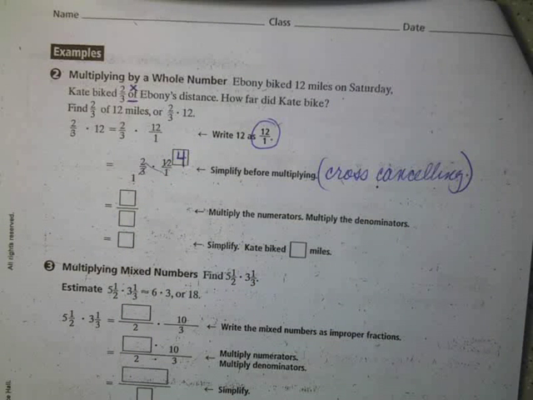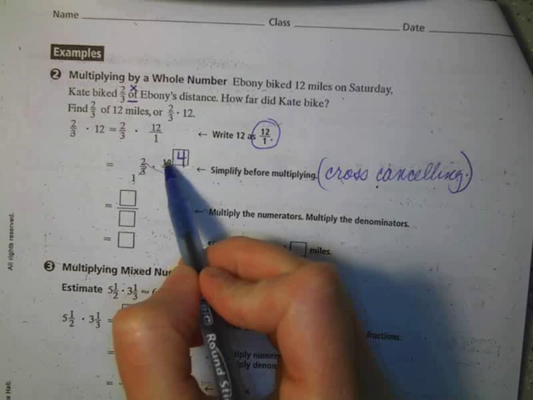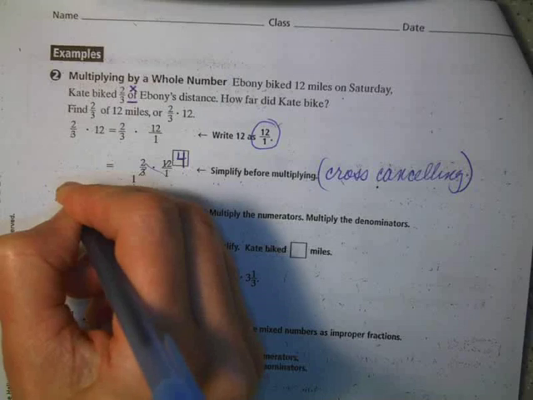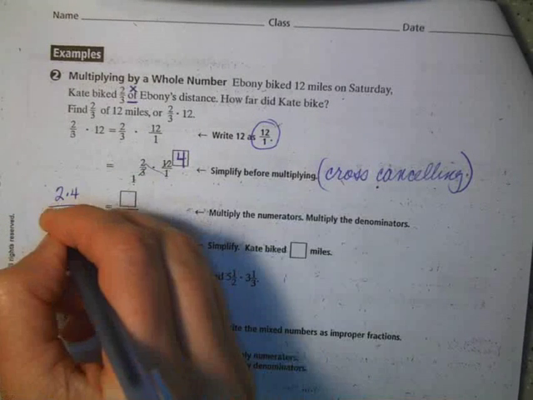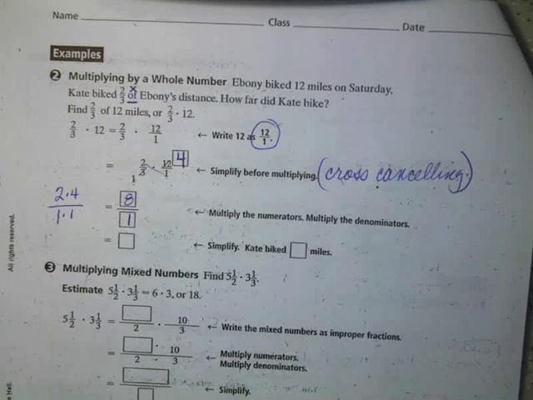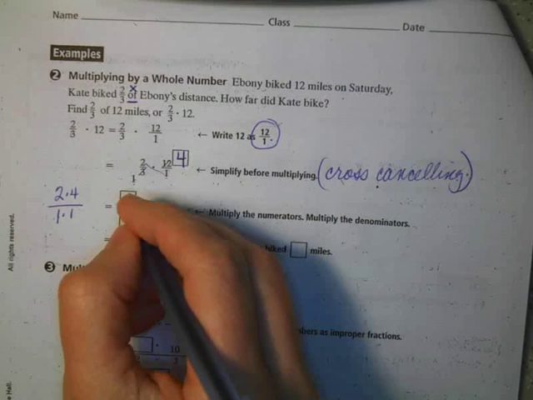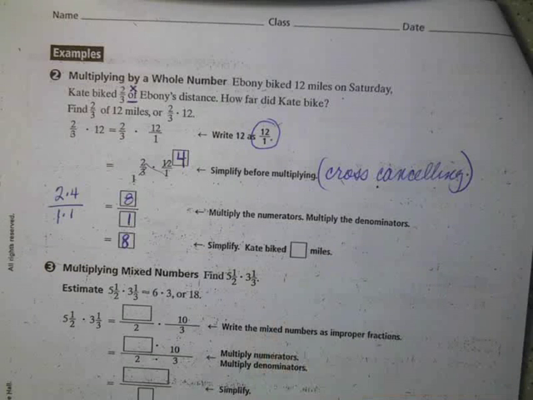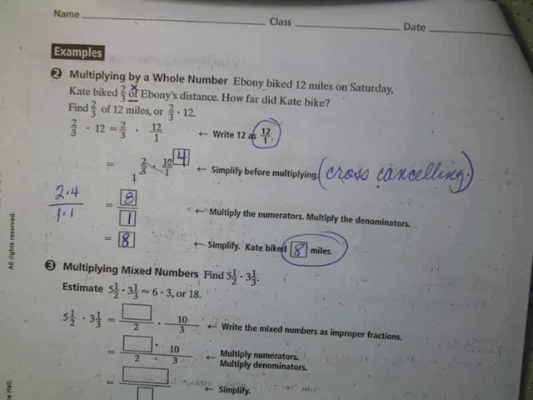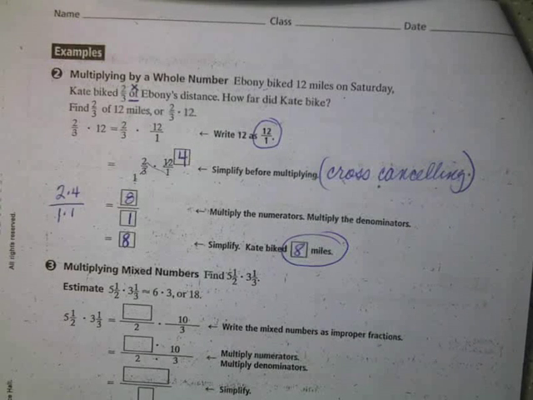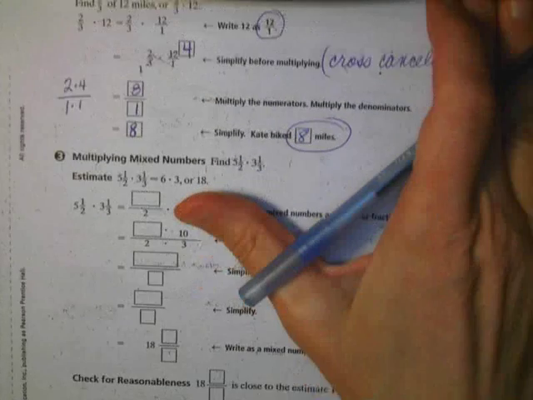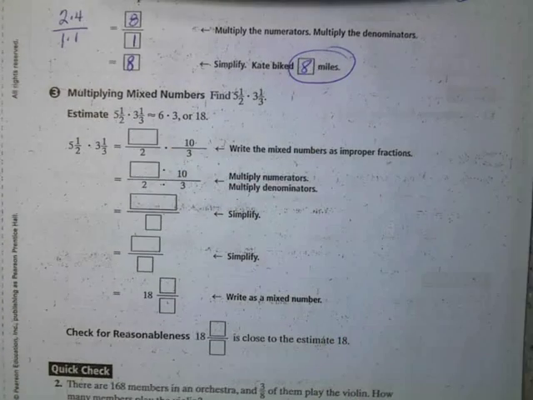Okay, so now I use my new numbers, cross those out. 2 times 4, and I'm going to write this over here, and then 1 times 1. So 2 times 4 is 8, 1 times 1 is 1. Okay, simplify. 8 over 1 simplifies to 8. So Kate biked 8 miles. Okay, what the cross-canceling or the simplifying does is that it keeps your numbers smaller and easier to work with along the way.